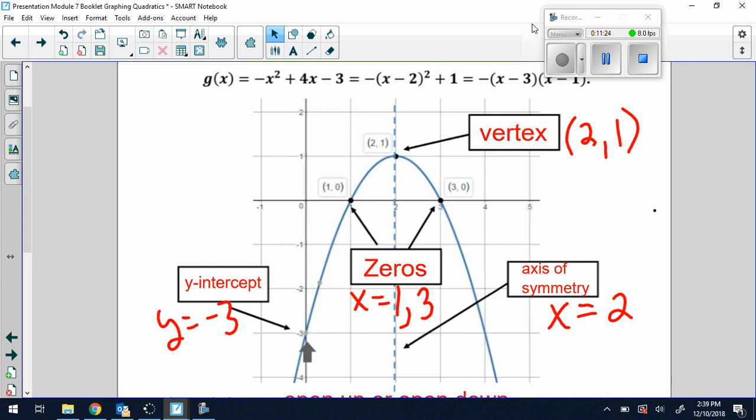These are the key features that we look at anytime we're looking at parabolas, which are the graphs of our quadratic functions, our x squared.